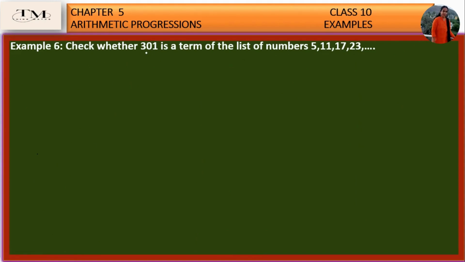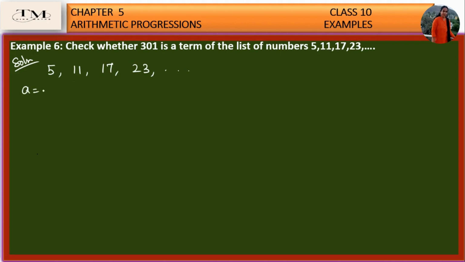Check whether 301 is a term of the list of numbers. Already in the fourth example, we checked whether 0 is present or not. In the same way, we have to check whether 301 is a term in this list. First, we have to check whether this is an AP or not. It is given as 5, 11, 17, 23. Because they did not give the word, it is an AP. So we have to check.